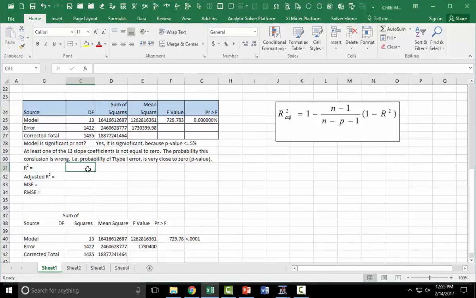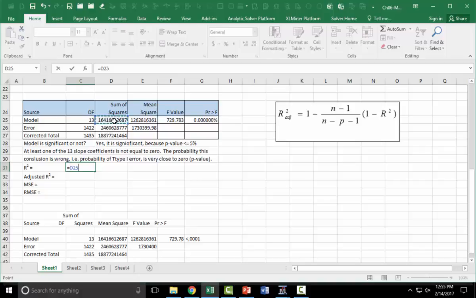Okay, now how do you find R squared? R squared is the sum of squares of regression, so the model, divided by the total sum of squares. So that's your R squared value, which is about 86%.